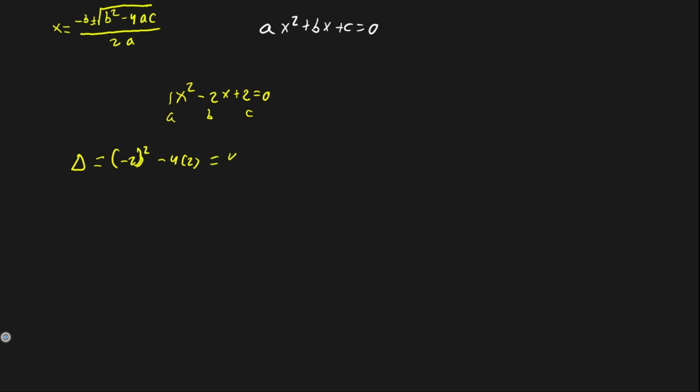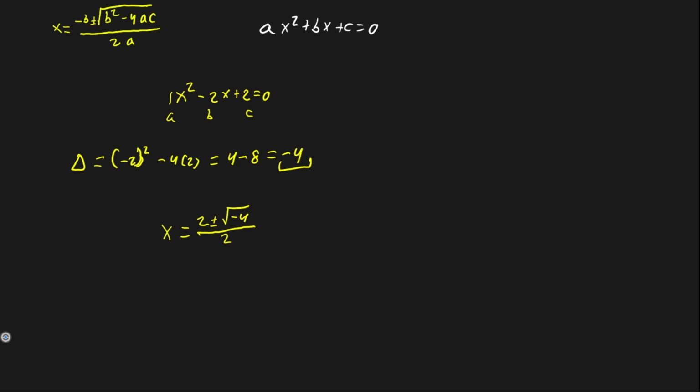This gives us +4 minus 8, which is equal to -4. So that means what is inside the square root is going to be -4. And we're going to go ahead and use this and write it down into our solution, where we get x is equal to +2 plus or minus the square root of -4 over 2.